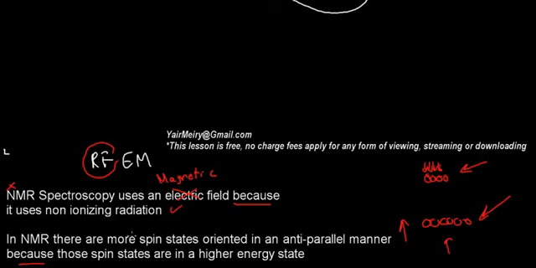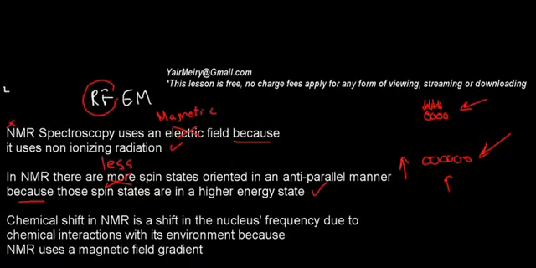So in NMR there are more spin states oriented in an anti-parallel manner. That would be incorrect. Less spin states are oriented in an anti-parallel manner. And those spin states are in a higher energy state. And when we're talking about the anti-parallel spin states, they are indeed in a higher energy state. So the second statement is correct. Very good. And we're going to keep on trucking.